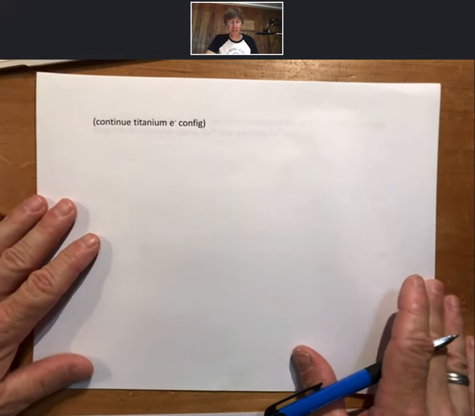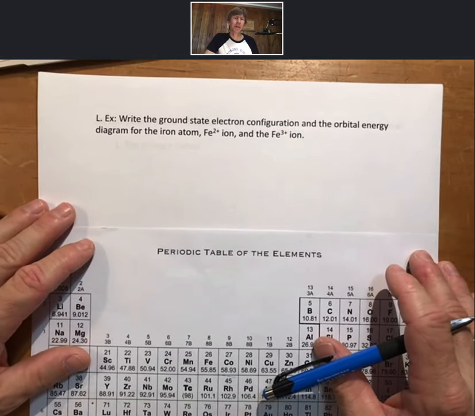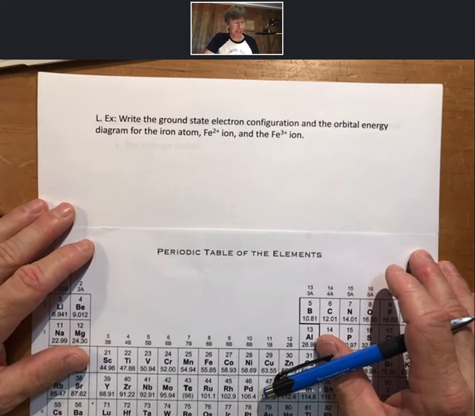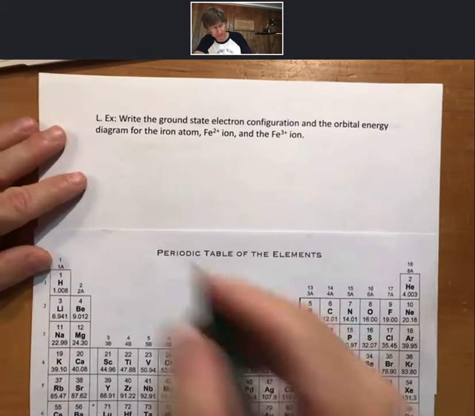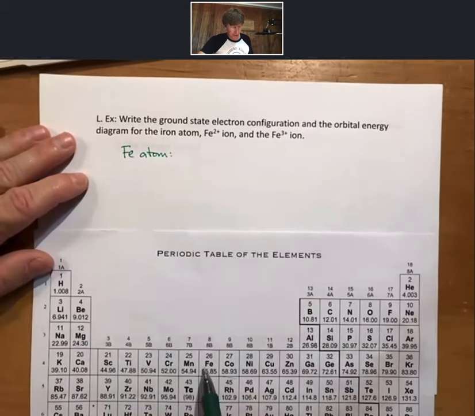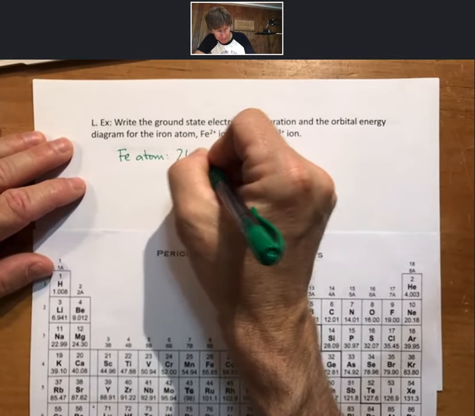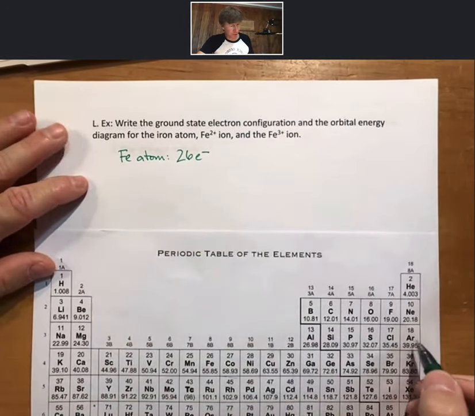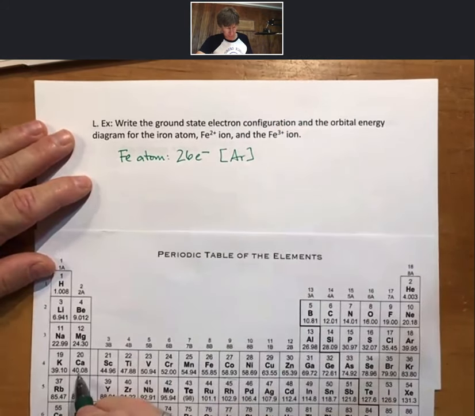Just in case we need more space. Write the ground state electron configuration and the orbital energy diagram for the iron atom, the iron 2+ ion, and the iron 3+ ion. For the iron atom, that's element number 26, so 26 electrons. First, the 18 electrons of argon, then 4s2, 3d6.